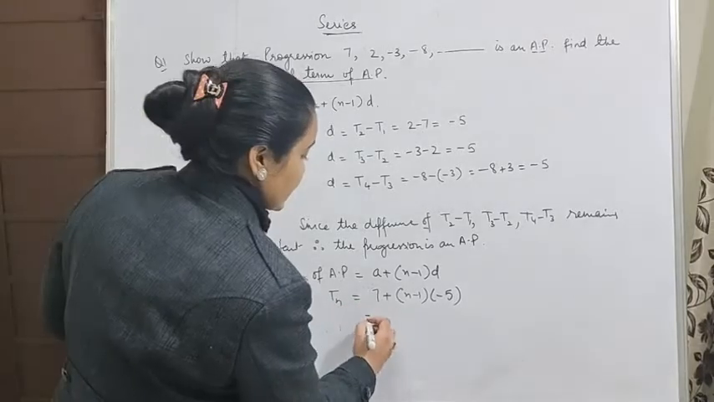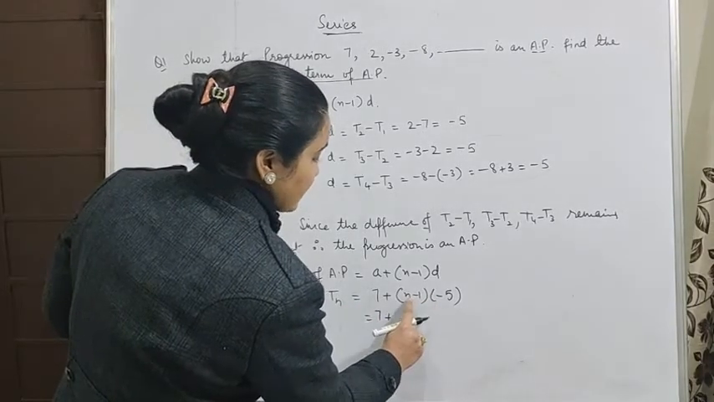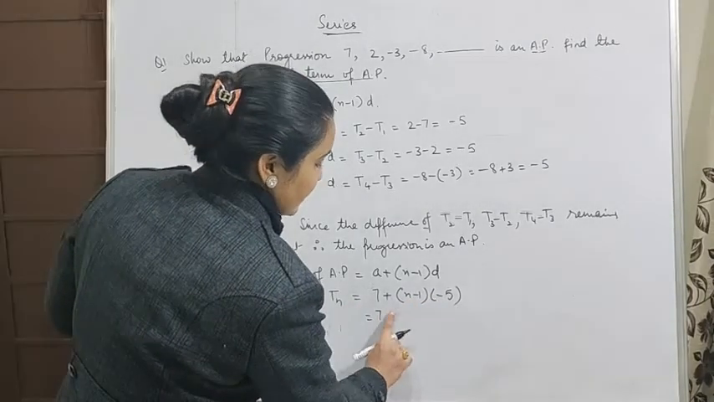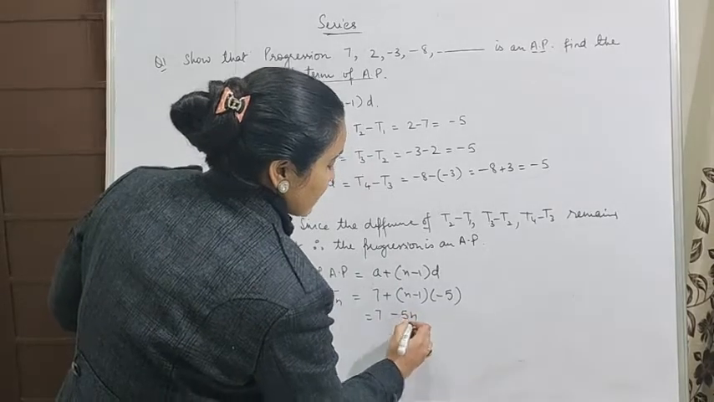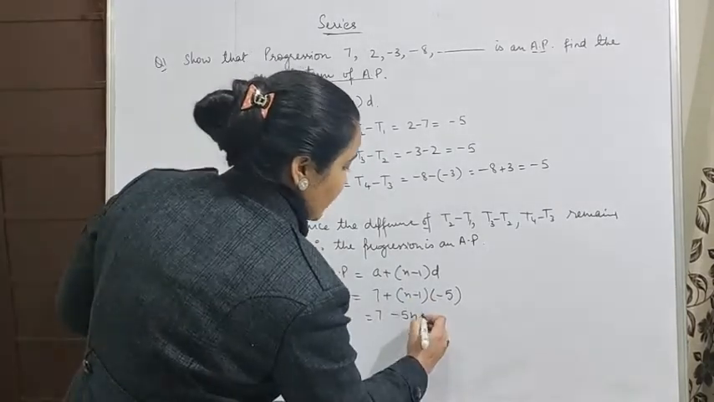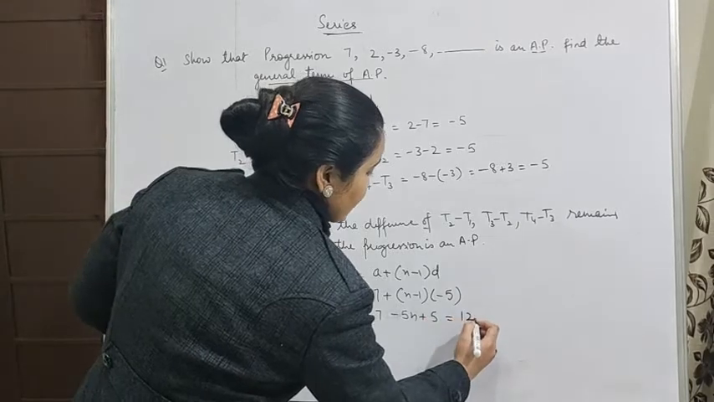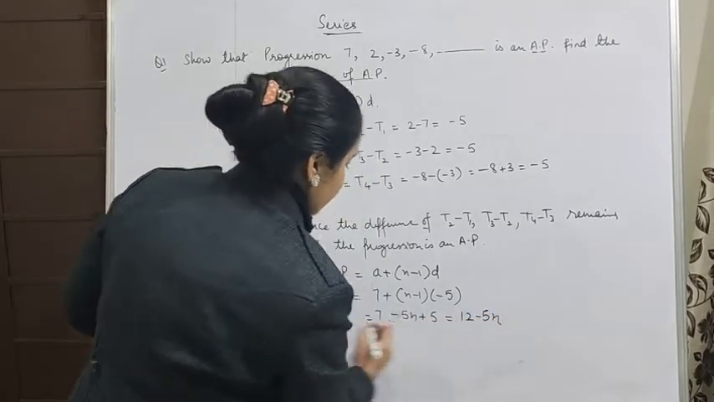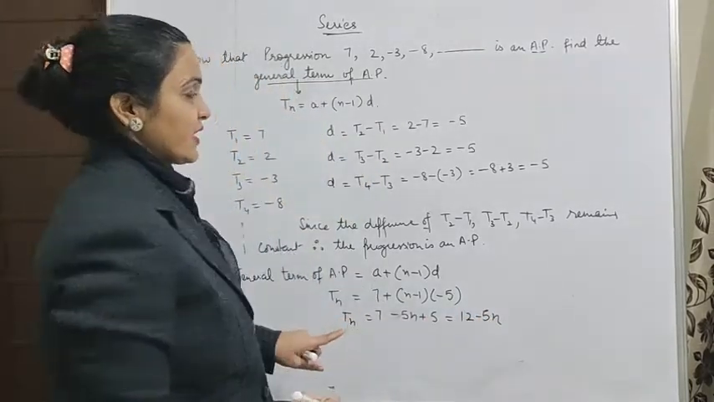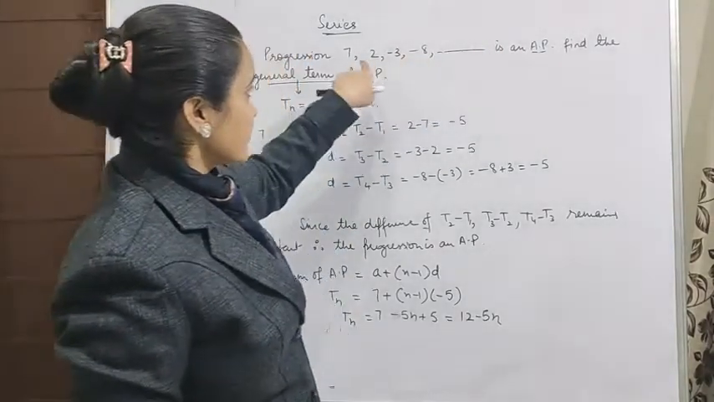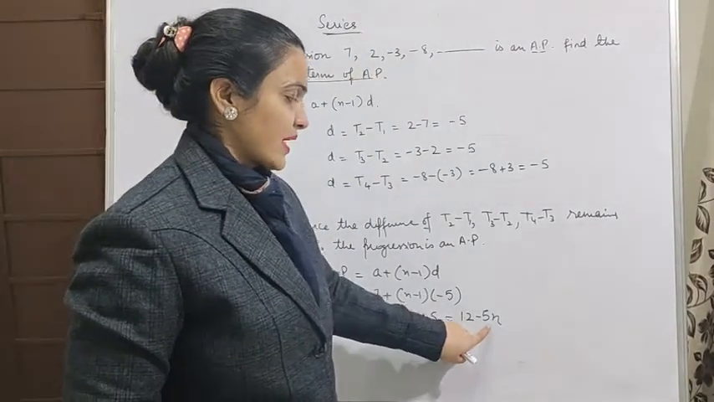So let us solve this. This is 5. Multiply this n with minus 5. So it is minus 5n. This is plus 5. So it is 12 minus 5n. So the general term of this arithmetic progression is 12 minus 5n.